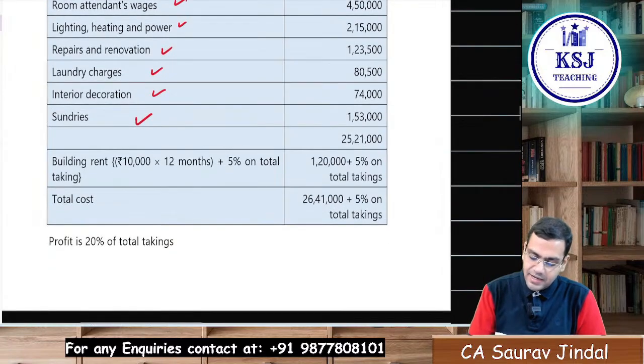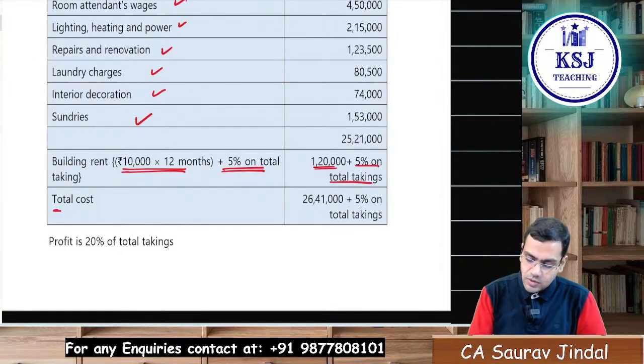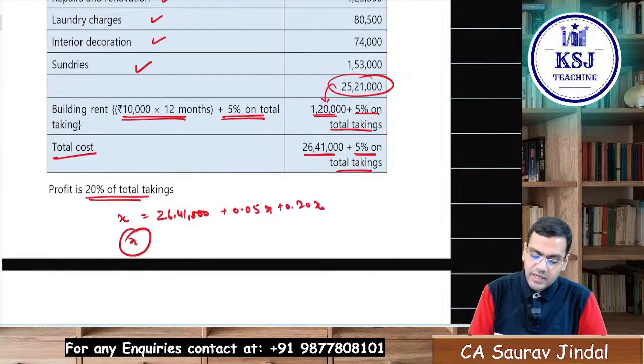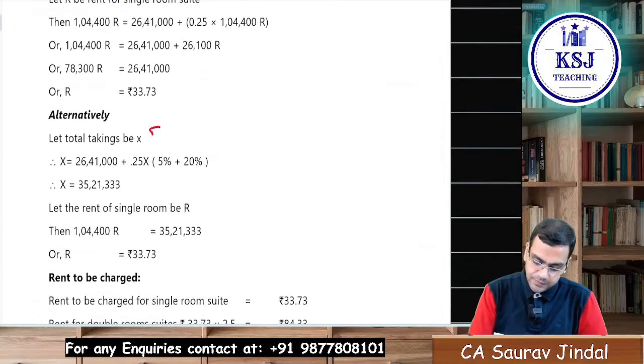Then building rent, it is 10,000 per month, plus 5% of the takings. So takings we are going to take as X. So 1,20,000 plus 5% on total taking. Total cost is 2521 plus 1,20,000, 26,41,000 plus 5% of the takings. Profit is 20% of takings. So if takings is equal to X, that will be 26,41,000 plus 0.05x plus 0.20x. From here calculate the value of X, then you will calculate the value of building rent, right?